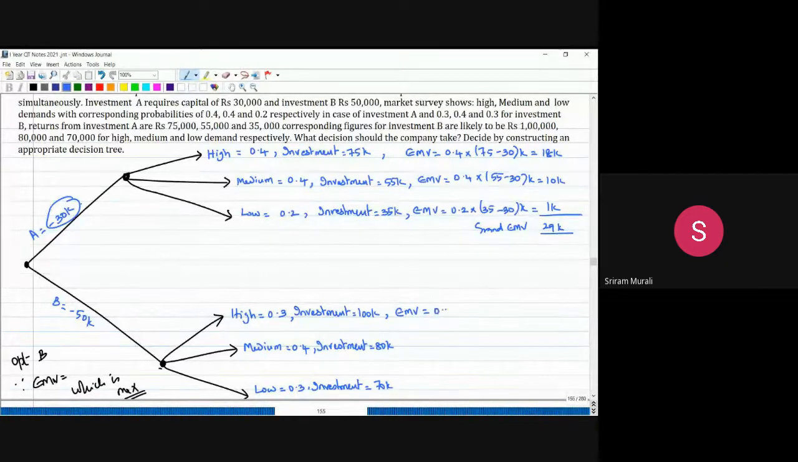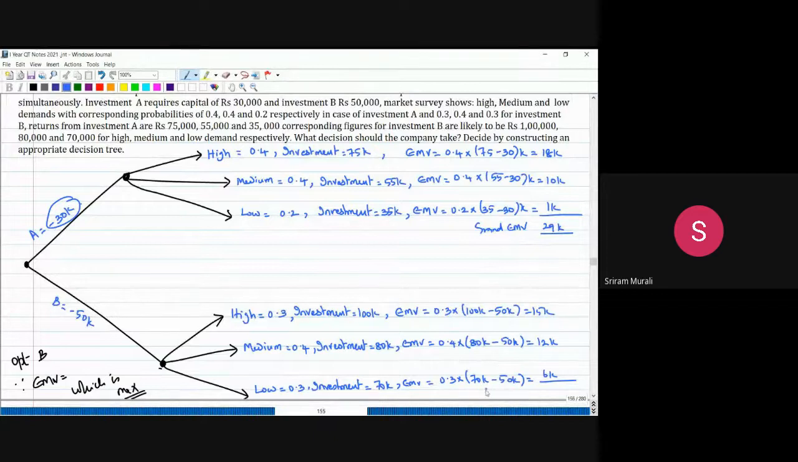This is 0.3 into my investment is 1 lakh, loss is 50 lakh. So the return will be 15,000. Now EMV is equal to, this is 0.4 into investment is 80,000. Loss is 50,000. So the expected value is 12,000. EMV for the third case, it is 0.3 into 70k minus 50k, I get 6k.